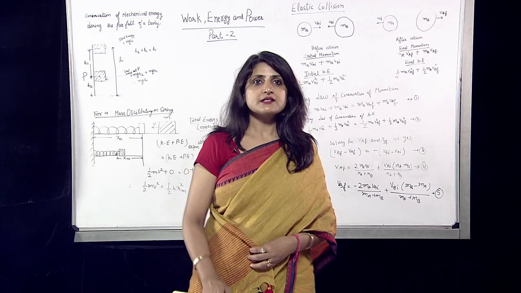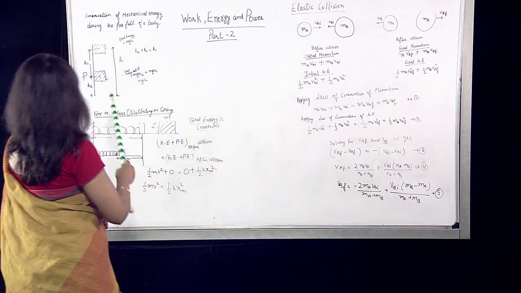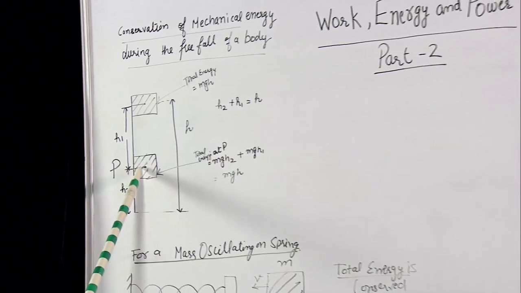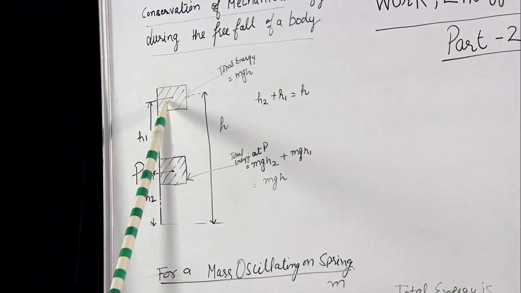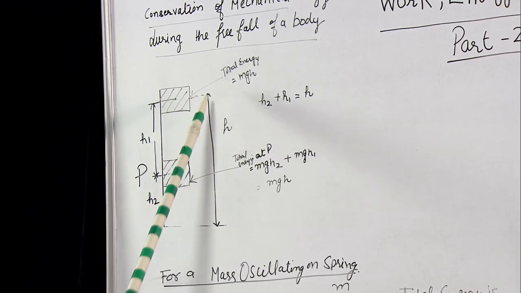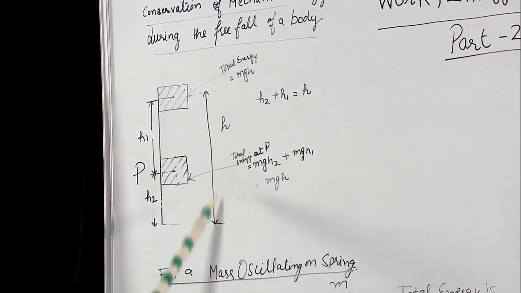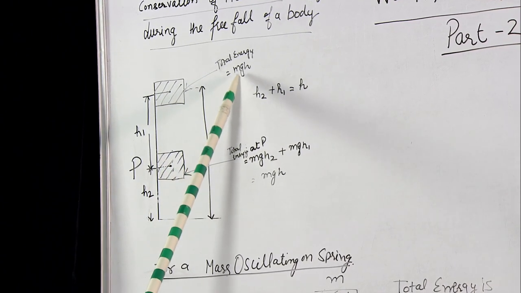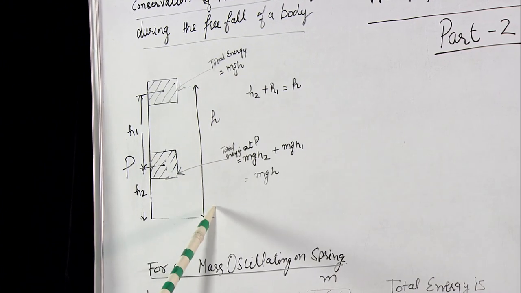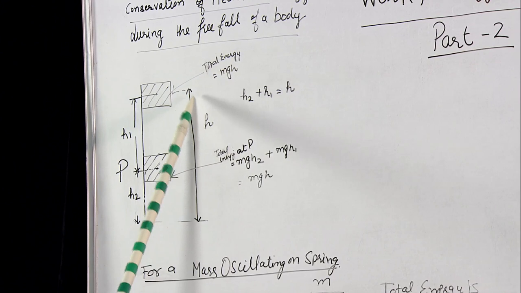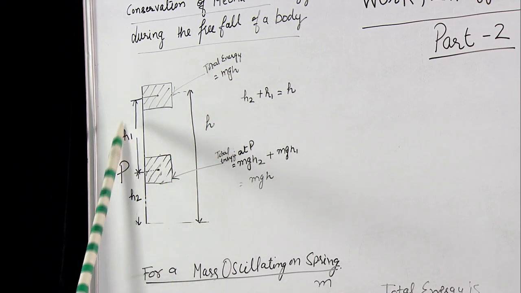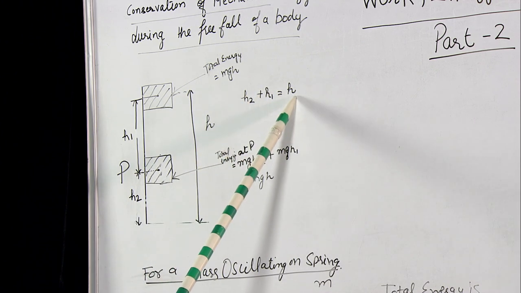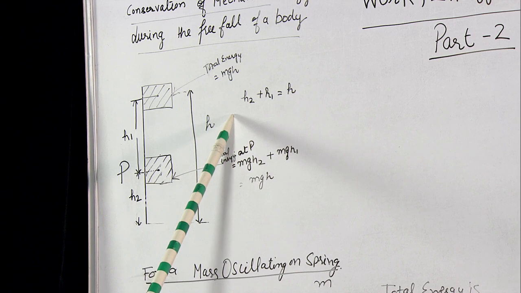For this, let's consider a mass m which has been taken at a height h2 and it has been shifted upwards through h1 so that it reaches the height h above the earth surface. Here the total energy is given by the potential energy, which is equal to mgh, the height it has attained. This height h is the sum of height h1 plus the height h2, given by the equation h equal to h1 plus h2.